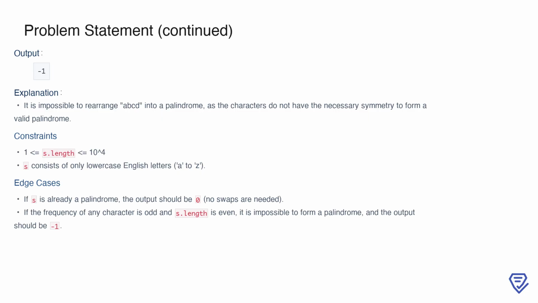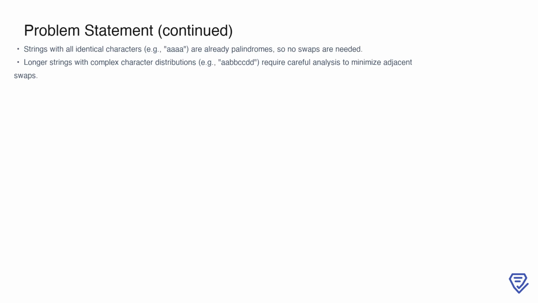Now, let's discuss some constraints and edge cases to further clarify the problem. Strings that consist of all identical characters, like AAA, are already palindromes. For such cases, no swaps are needed, and the output should be 0. On the other hand, longer strings with more complex distributions, such as apt, require careful analysis to determine the optimal swaps needed. It's also important to note that if the length of the string is even and any character appears an odd number of times, it's impossible to form a palindrome, and the output should be -1. These edge cases highlight the importance of understanding the frequency of characters in the string to determine if a valid palindrome is even possible, and if so, how to achieve it with the minimum effort.